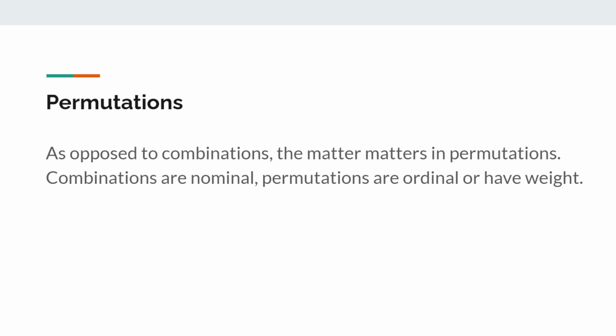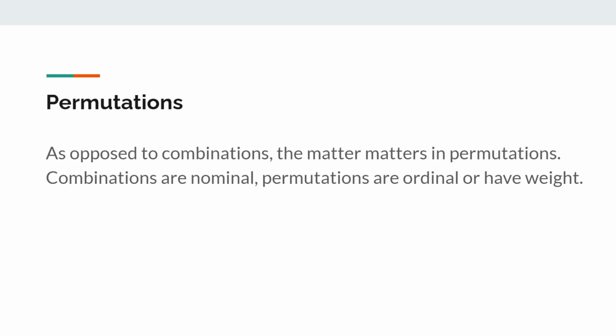So let's say we're trying to make a team of 2, and we have the options A, B, and C. It doesn't matter if we have a team of AB or BA, right? Because AB is the same team as BA. For a combination, the order does not matter. But let's use a permutation, for example.